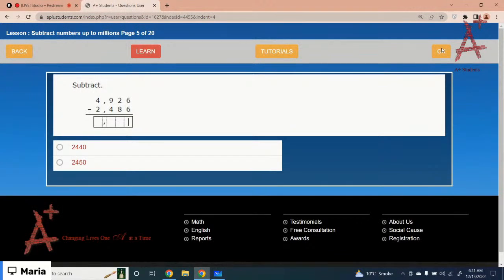So which of the option is the correct one? 6 subtract 6 is 0. You have to borrow 1. 12 subtract 8 is 4. 8 subtract 4, it is 2440. Got it? Very good. Okay, you can complete the test by yourself later today.